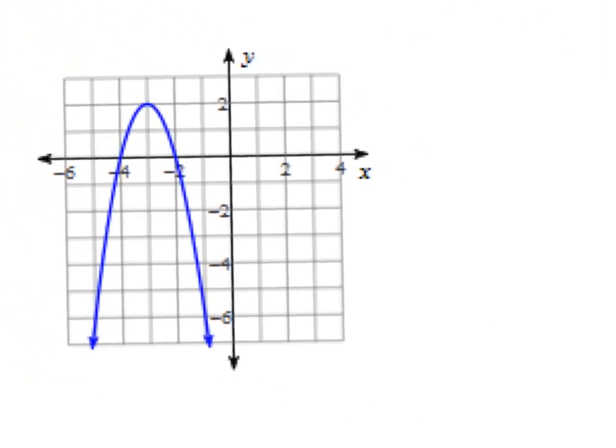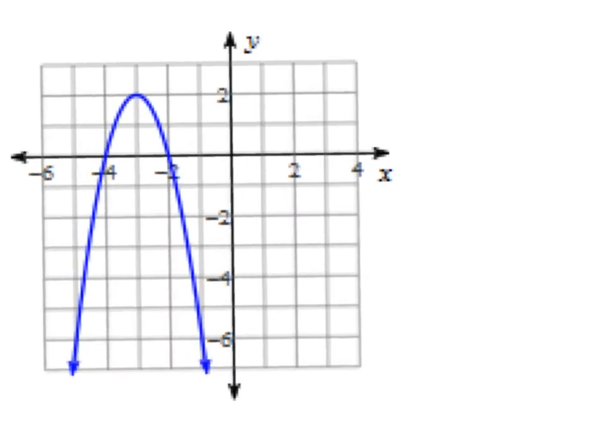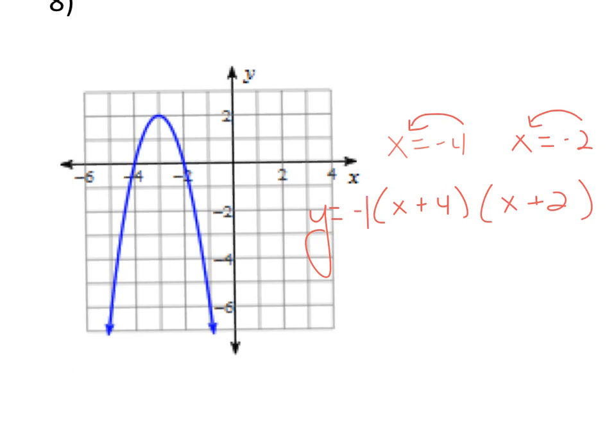Okay, all right, so now on this guy, my factors are negative 4 and negative 2. So I'm going to get x plus 4, right, because I'm bringing it over. I'm going to bring this over and get x plus 2. Now, since it's opening down, I got to throw that negative 1 in front.